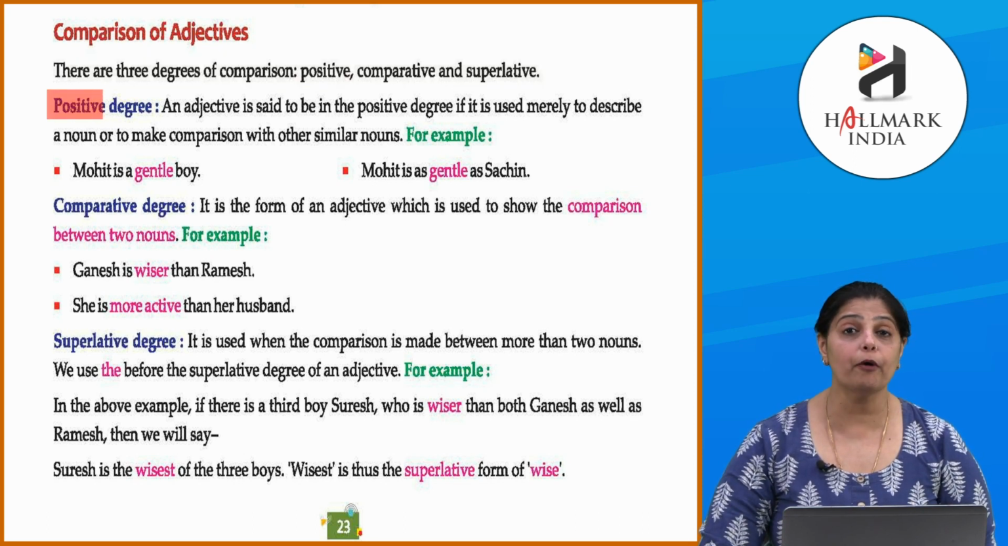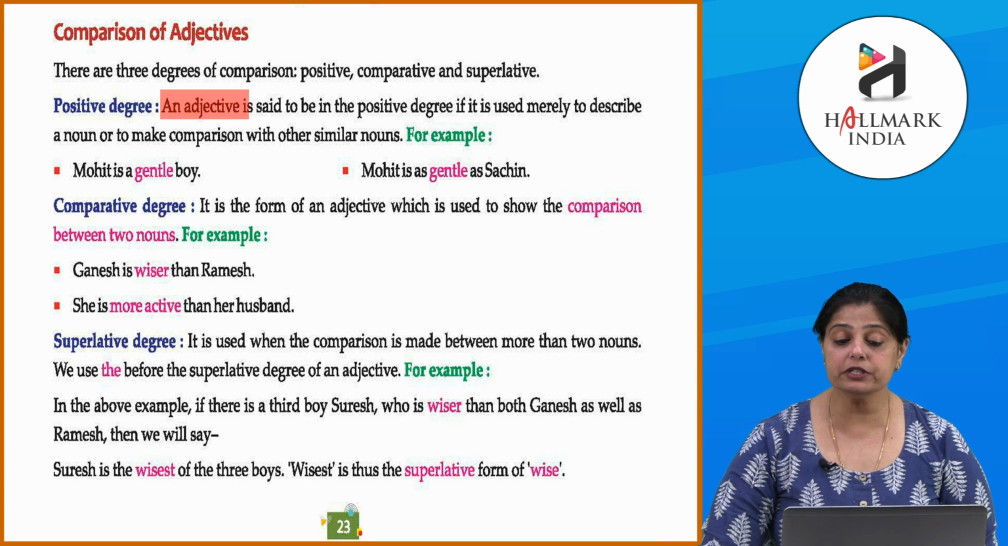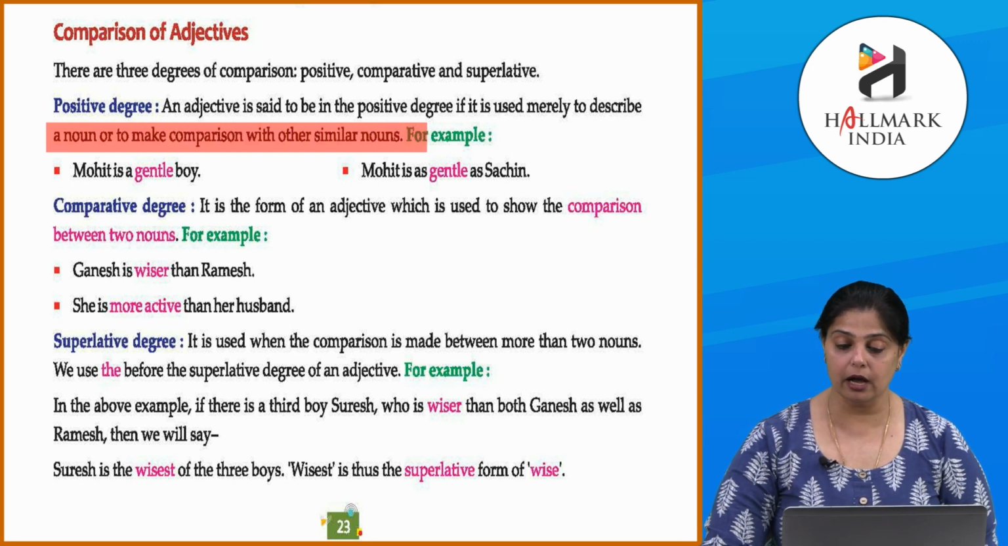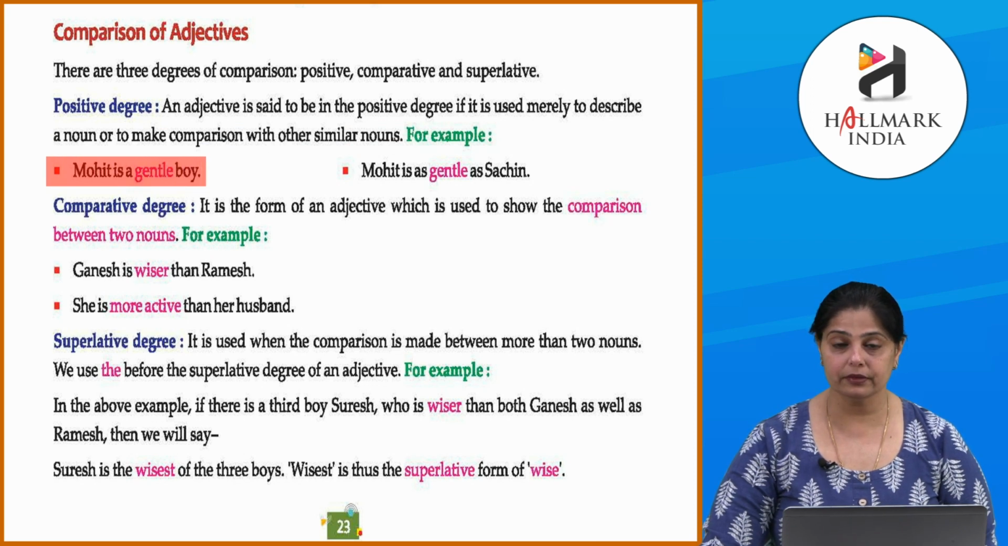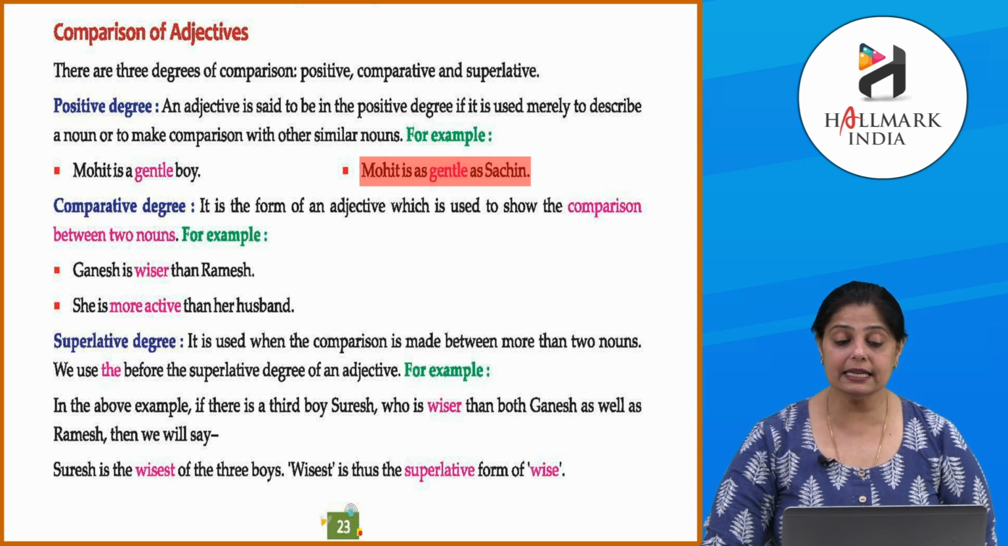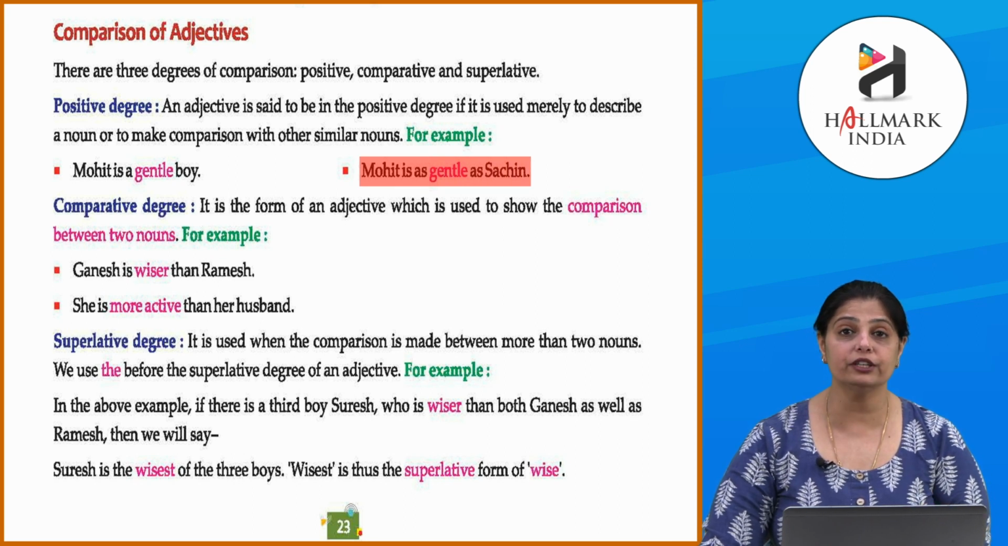So, let's look at the positive degree first. An adjective is said to be in the positive degree if it is used merely to describe a noun or to make comparison with other similar nouns. For example, Mohit is a gentle boy. Mohit is as gentle as Sachin. So, these are positive degrees.